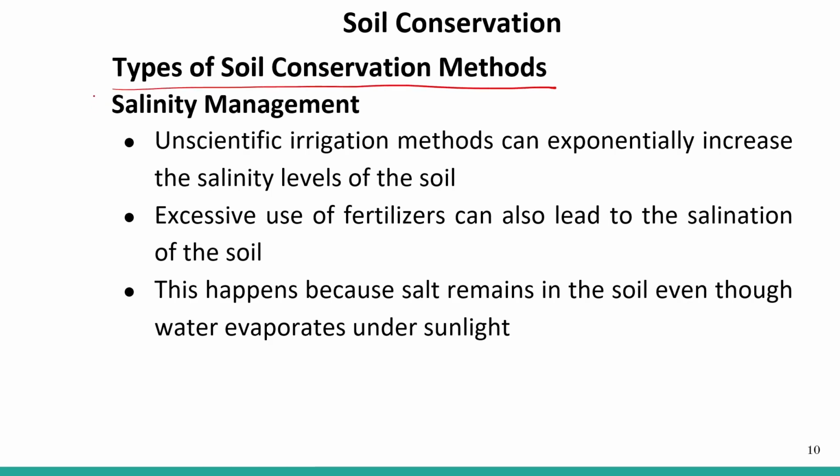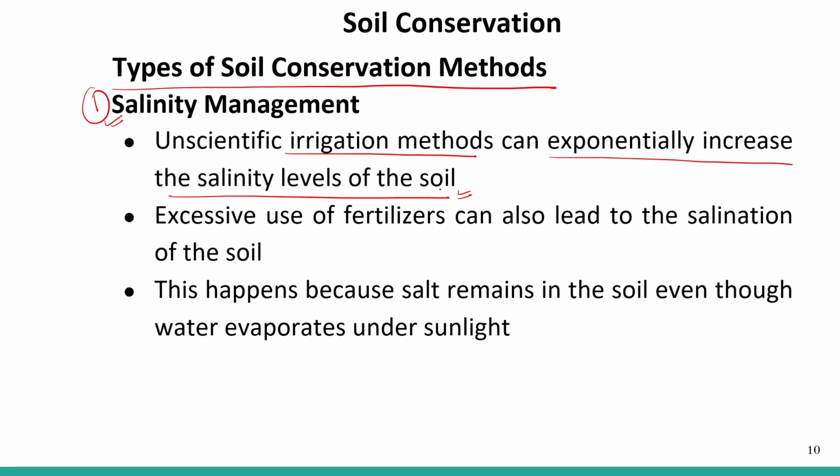So the first type is salinity management. Unscientific irrigation methods can exponentially increase the salinity level of the soil. Salinity means an increase in the salt concentration in the soil, and with that the fertility of the soil goes down, and the crop plants will not flourish in that soil, right?